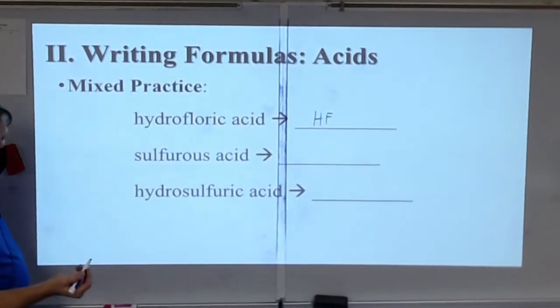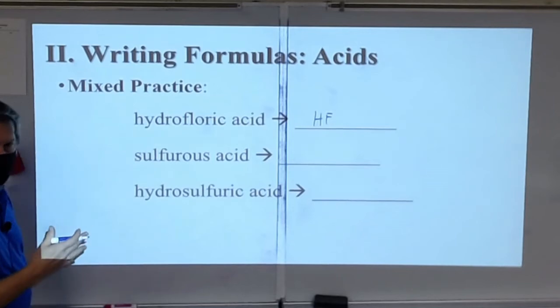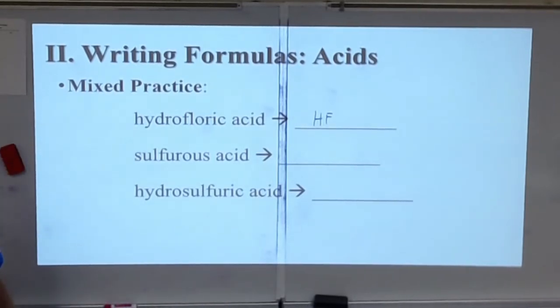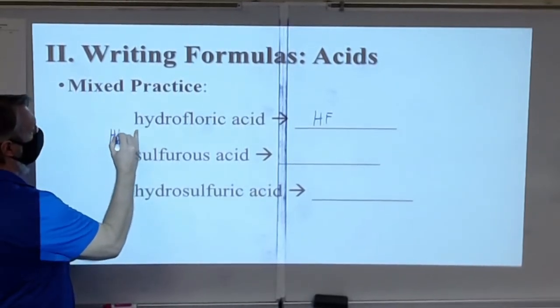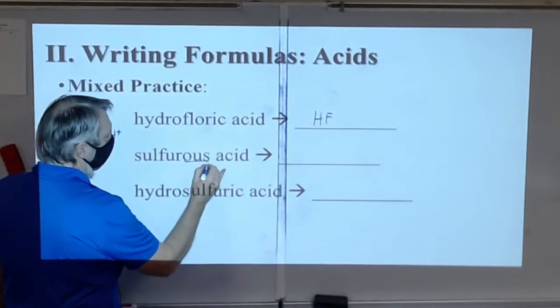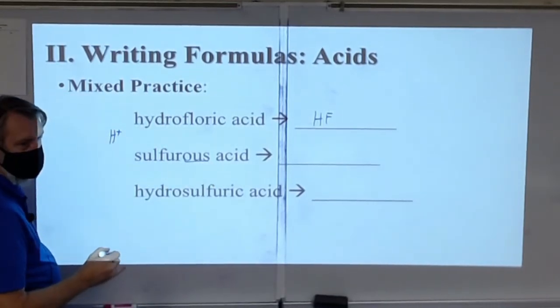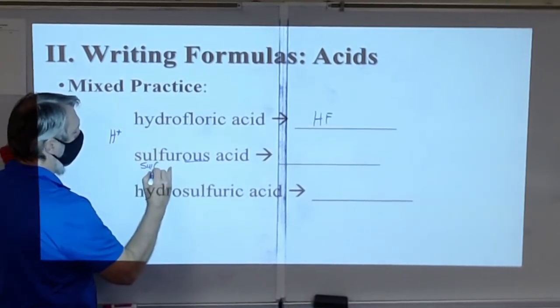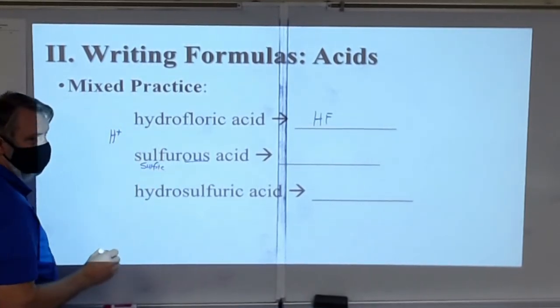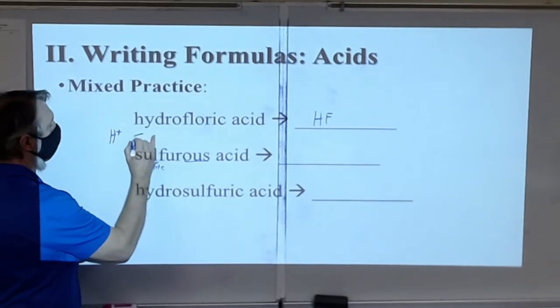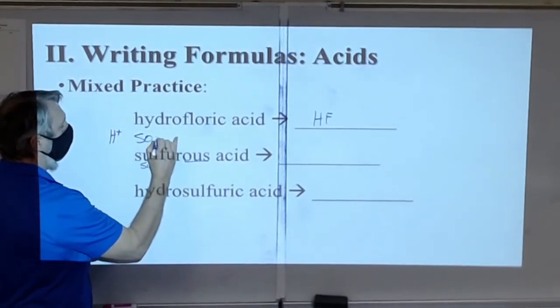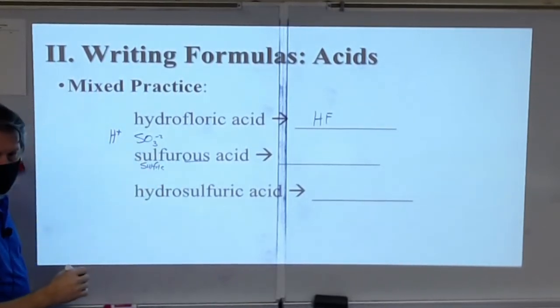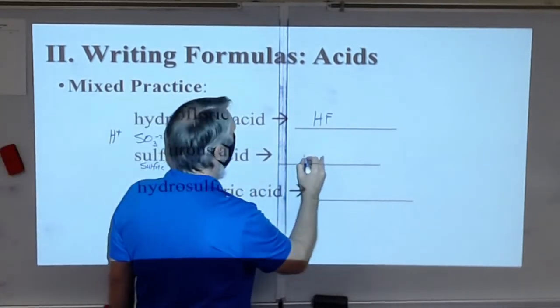Sulfurous is what kind of acid? It's an oxyacid, right? And all acids are going to start with what? H. So I'm just going to put an H here with a little plus sign. And sulfurous, that's going to be what? So this is sulfite. And sulfite's formula is SO3 minus 2, right? And I crisscross that.